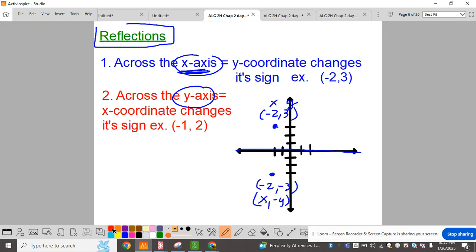While if you reflect across the y-axis, the x-coordinate changes its sign. So if you have this point here, and this is your y-axis, the point of reflection will be across the y-axis, which is this point here. So if this one was -1 comma 2, this becomes 1 comma 2. If you notice, this was x, y, and this is now -x, y. You change the sign of the x.